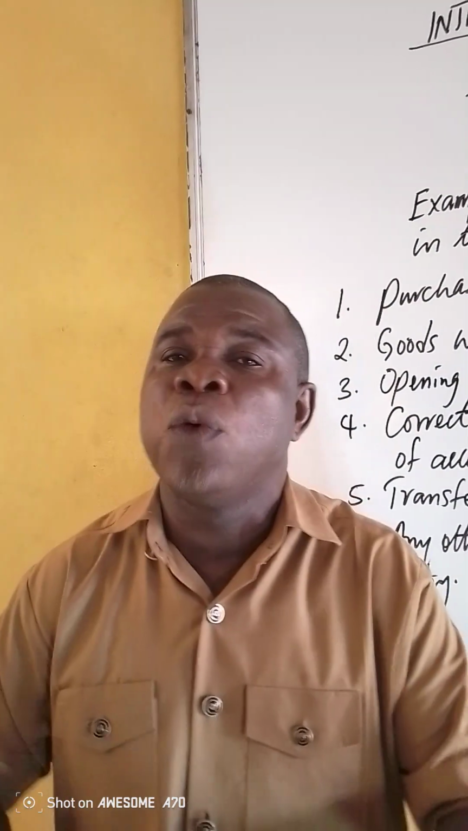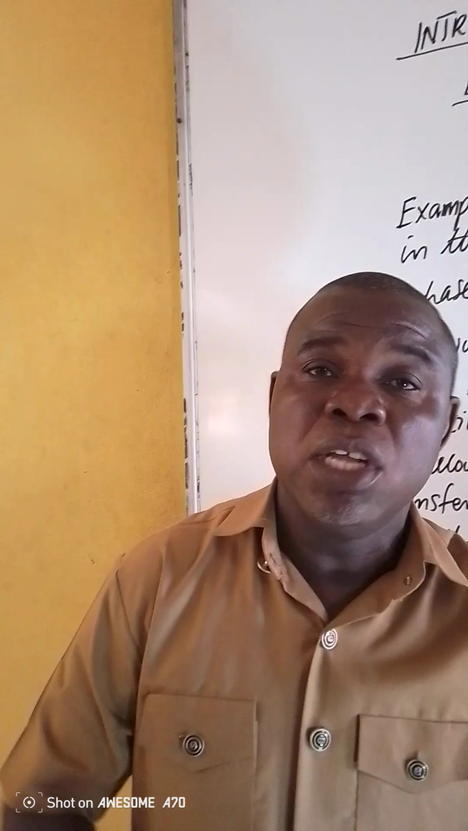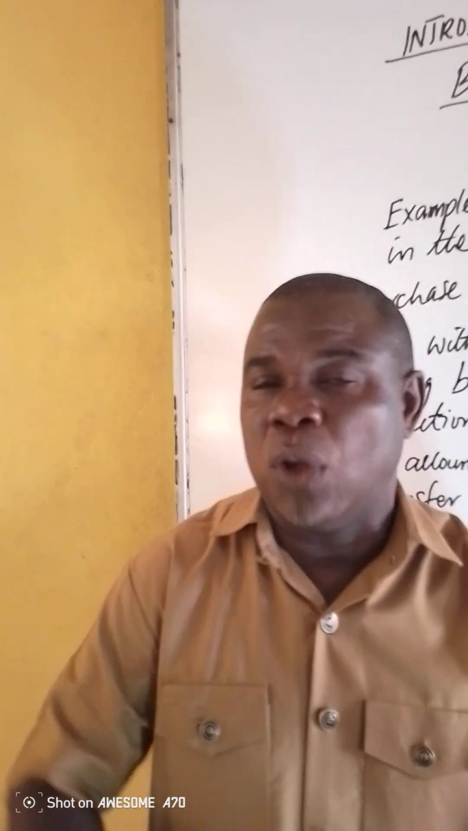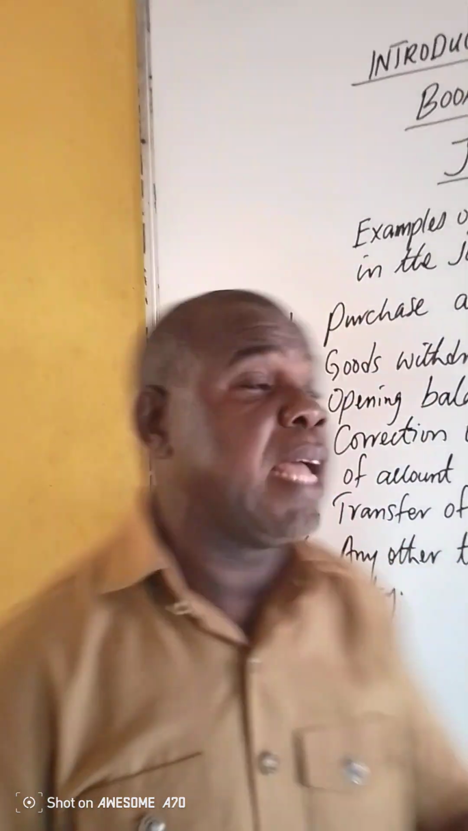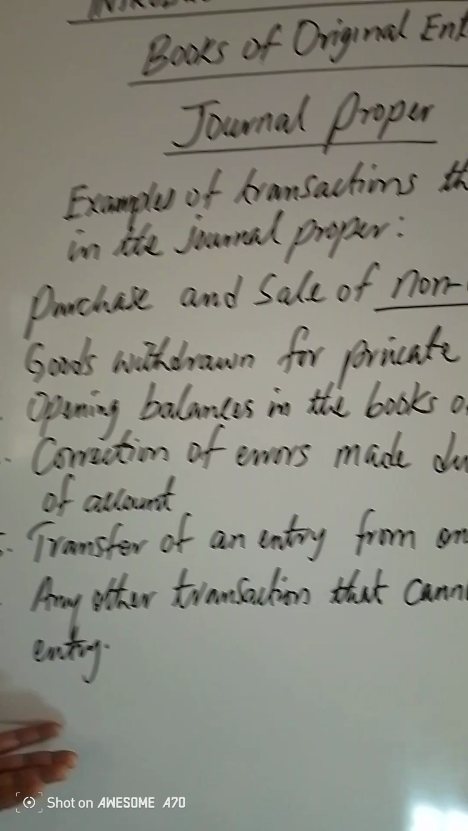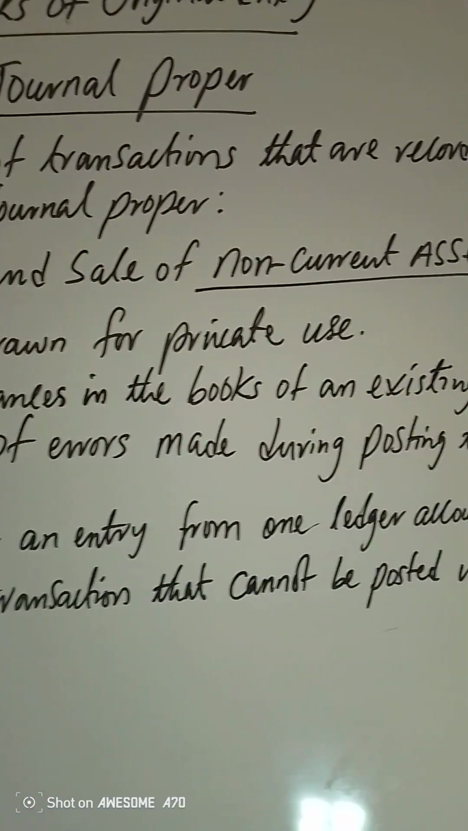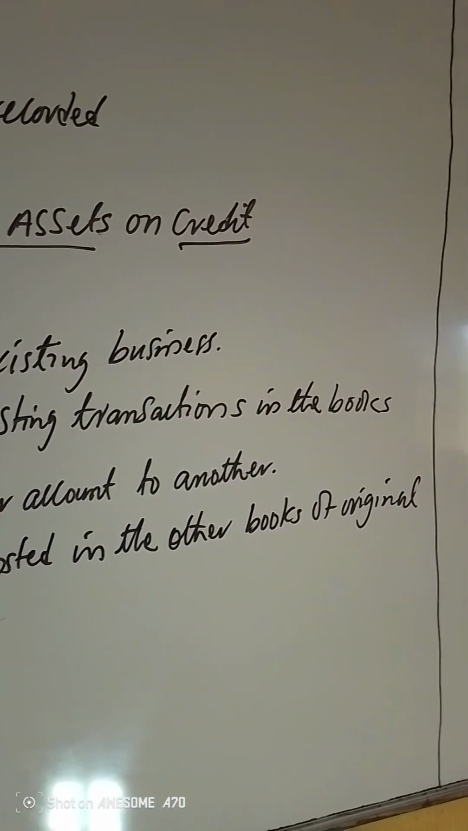A situation whereby a balance from one account can be moved to another account to settle a certain balance, or anything that will occur in the business that needs such a transfer. Such transfers are recorded in the journal proper.